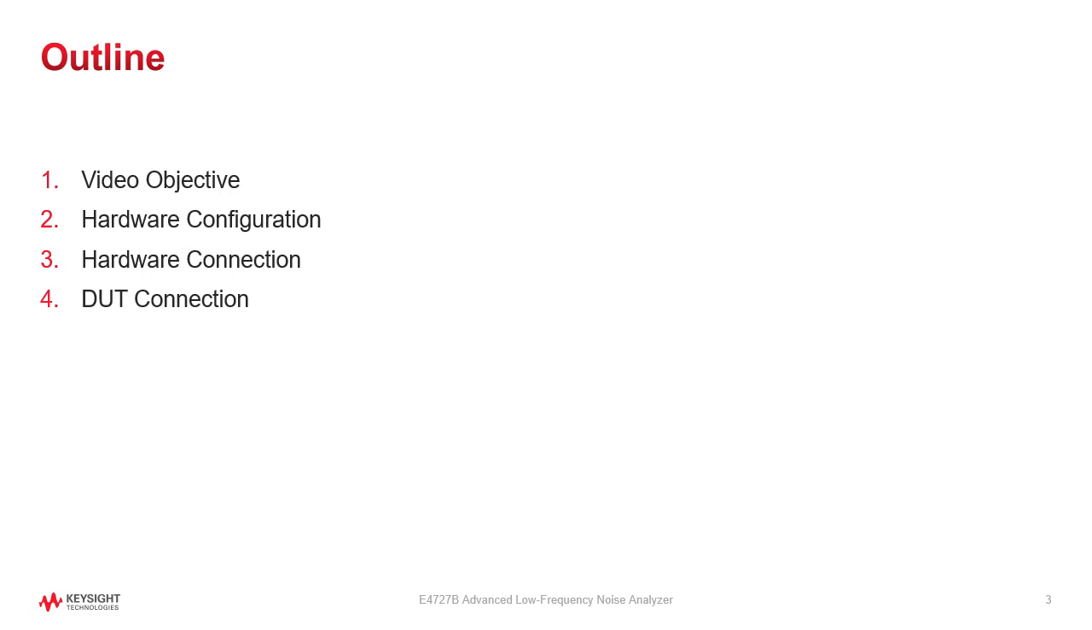This is the outline of this video, and you can understand the whole Keysight E4727B from hardware to software. At first, the video objective is introduced, and the hardware configuration and connections are explained. Next, the actual DUT connection is explained. Lastly, software operation and data viewing are demonstrated.